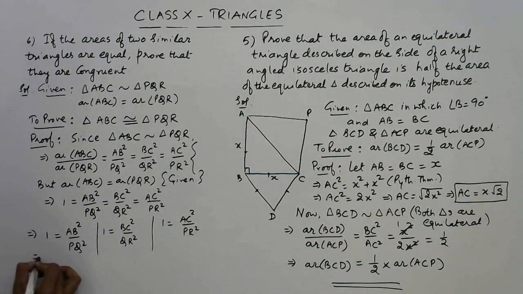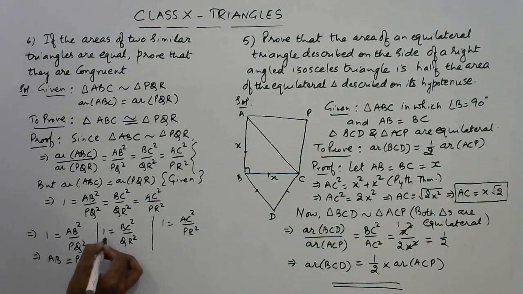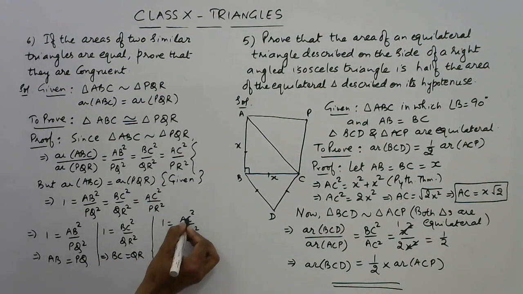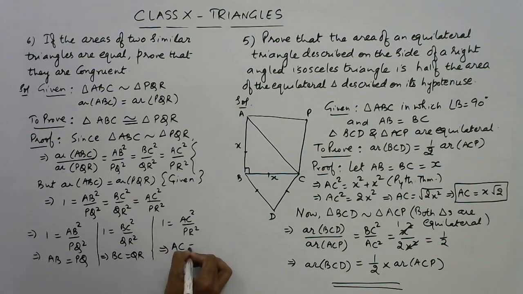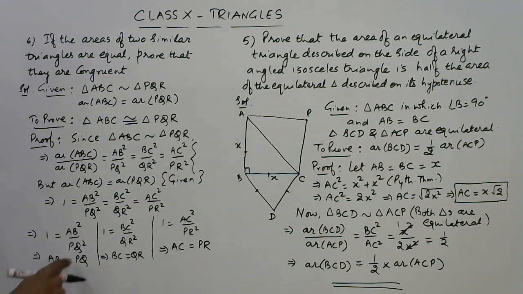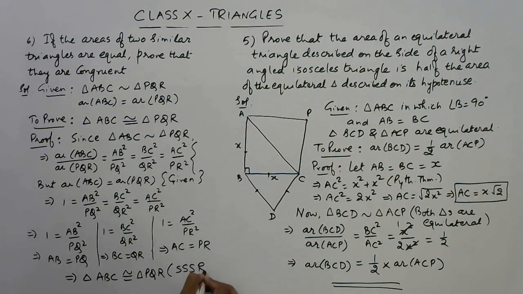So this gives, if you cross multiply, AB square will be equal to PQ square, or AB will be equal to PQ. From here, if you cross multiply, BC square will be equal to QR square. That means BC will be equal to QR. And from here, AC square equal to PR square. That means AC will be equal to PR. And now see, all the three sides of first triangle are equal to the corresponding sides of the other. That means triangle ABC is congruent to triangle PQR by which rule? SSS rule.